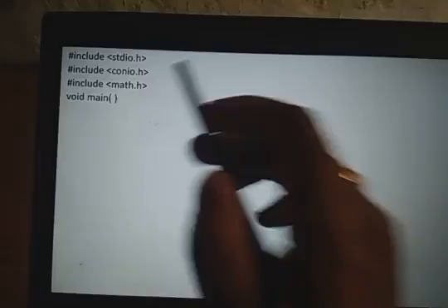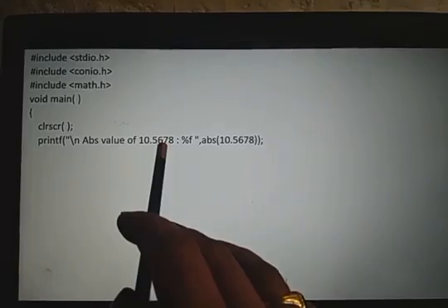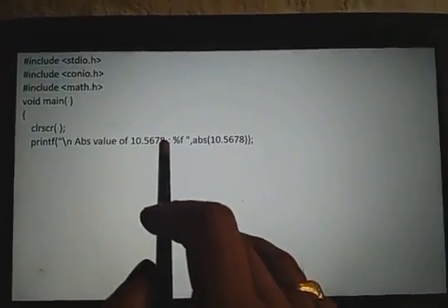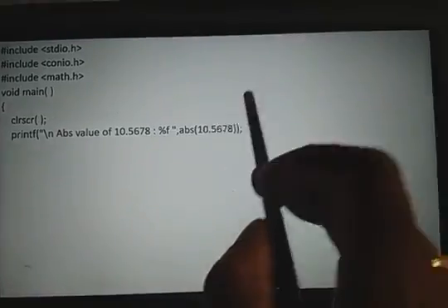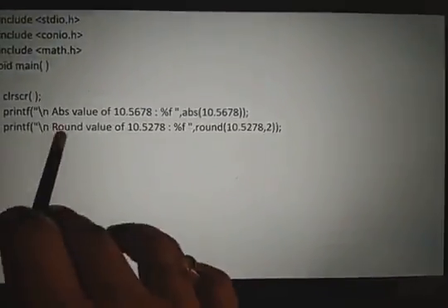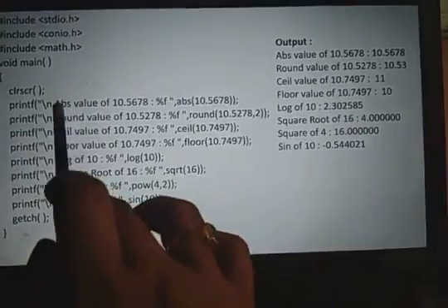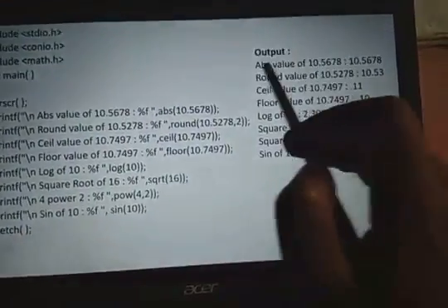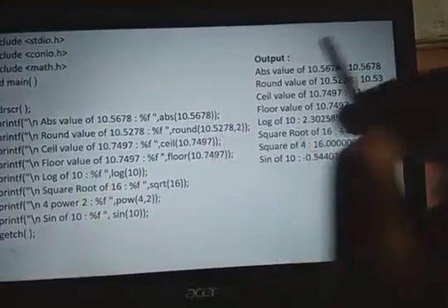Now let's see the program. math.h should compulsorily be added along with conio.h and stdio.h. Here printf prints the absolute value of 10.56, and up to here the output will be displayed. The abs value is exactly what we have here, and exactly that will be displayed on the output screen. Like that we are giving some functions. I will explain with the output. Now see here: abs value of 10.5678 is 10.56. Up to here is text. Absolute value means the exact value will be displayed.